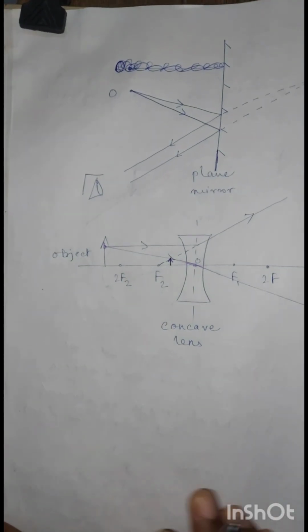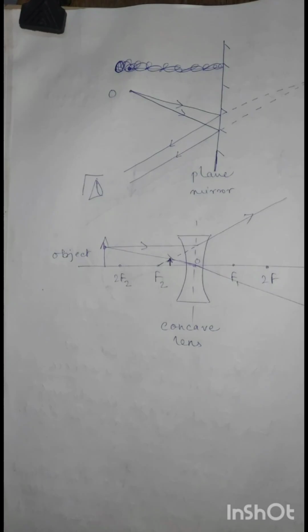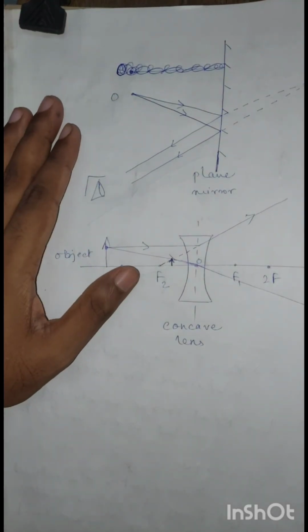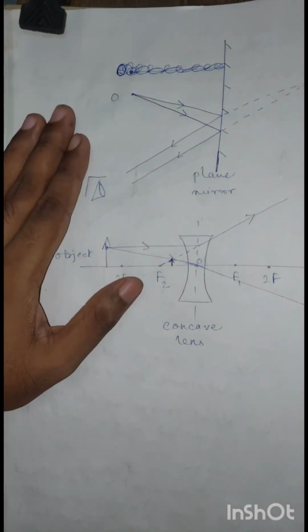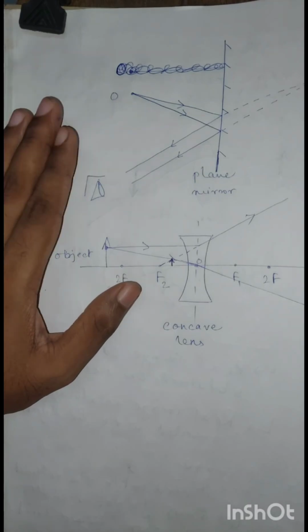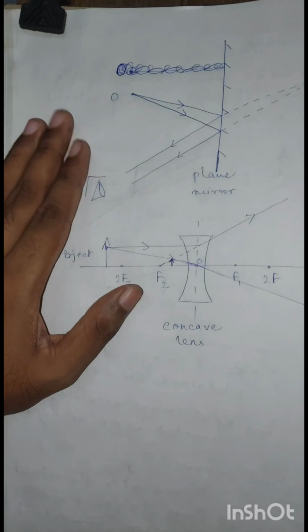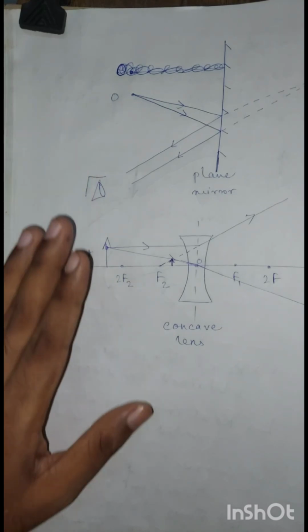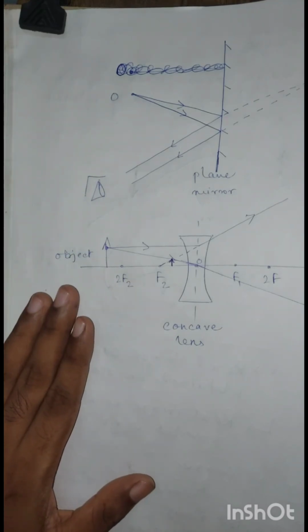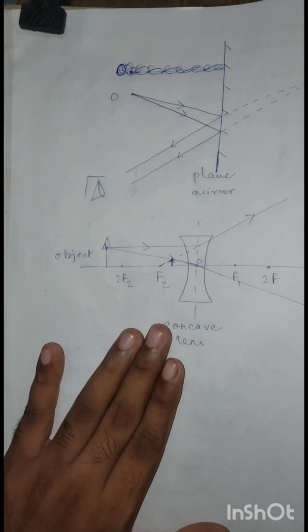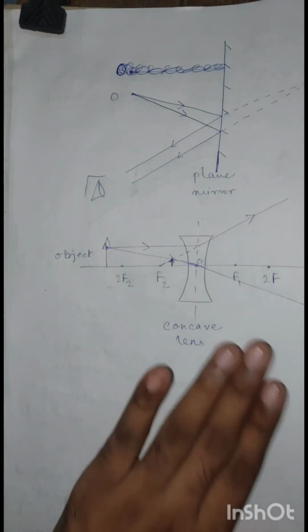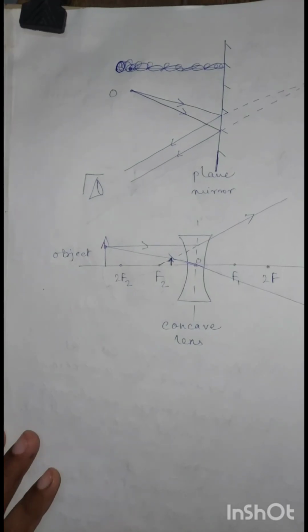So I have given two examples. First example is for a plane mirror where we see reflection, and in case 2 a virtual image is being formed, but this is the case of refraction. So I hope you have understood it.